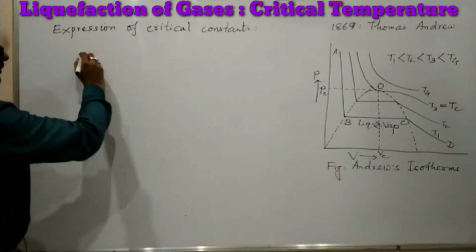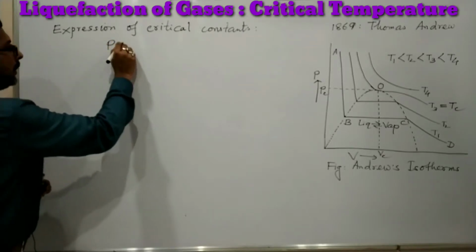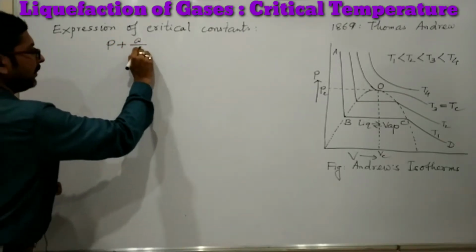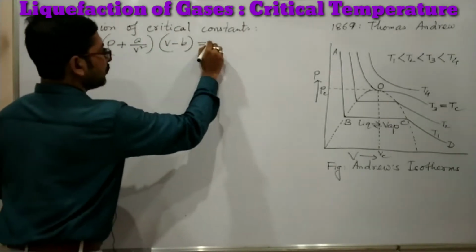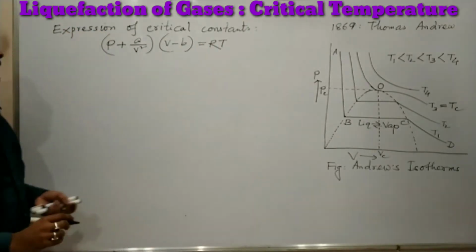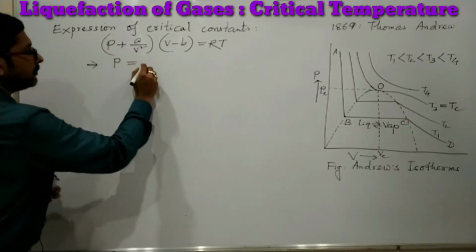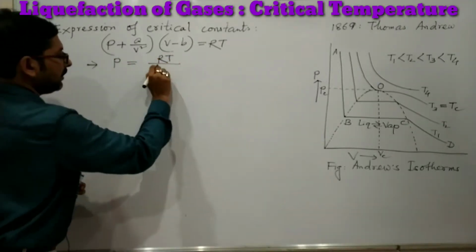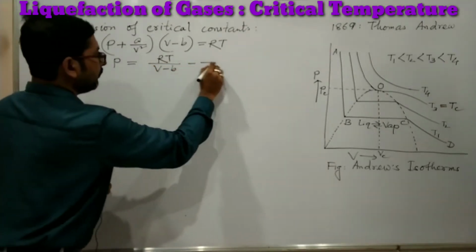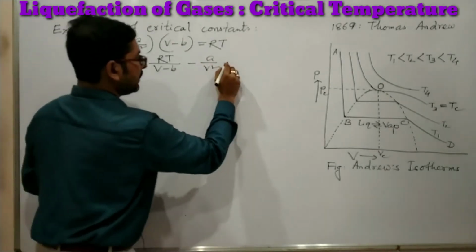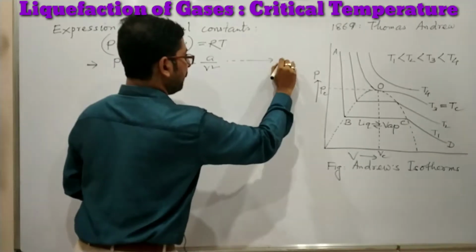Now we know van der Waals equation for 1 mole of a real gas, P plus A by V square into V minus B, this is equal to RT. Next, P equal to RT by V minus B minus A by V square. So for example, this is our equation number 1. This is our van der Waals equation actually.